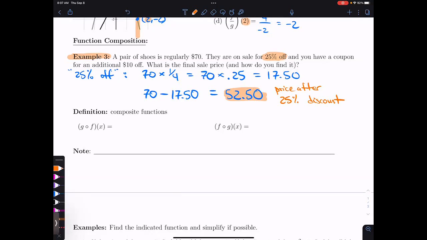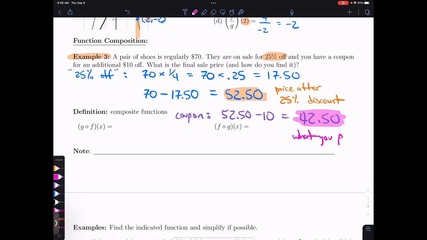But you, special person, have a coupon for an additional $10 off. So how does that work? Just subtract 10, right? $52.50 minus 10 is $42.50. This would be what you pay. That's our final answer. $42.50. That's hard to see, sorry. I'll just box it. There you go. That's what you would pay, right?